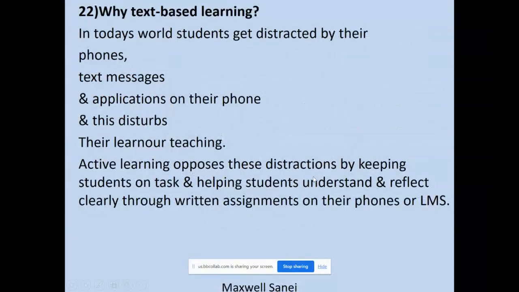Active learning opposes these distractions by keeping students on task and helping students understand and reflect clearly through written assignments on their phone or LMS. Now, one thing that I really like is the fact that this is not a verbal response. Your feedback is not verbal. How beautiful is that? We have a problem with writing. You know, in the United States, students do not want to write. They are better with talking, not writing.